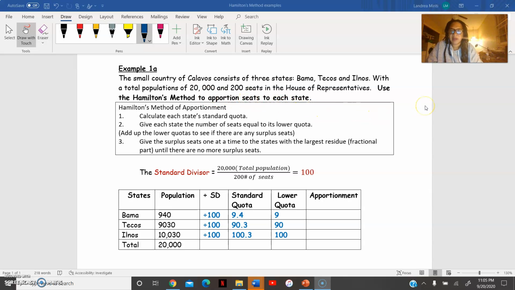So let's remember the steps for Hamilton's method. First, we have to calculate each state's standard quota. To calculate each state's standard quota, we're going to need to find the standard divisor, because to find each state's standard quota, you have to take the state's population, I'm just going to say pop, and divide it by the standard divisor.